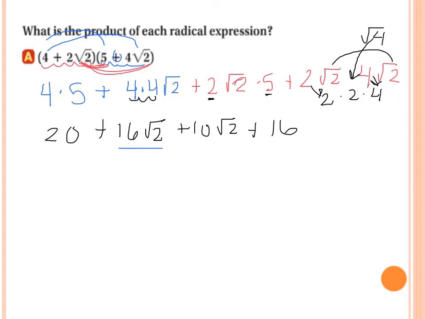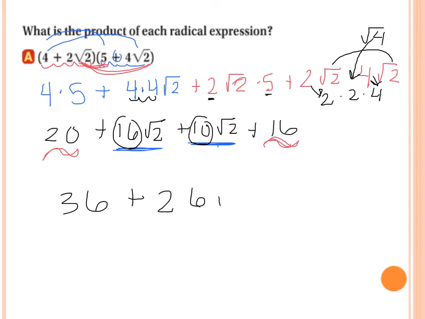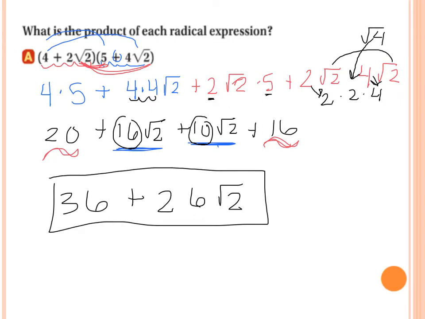Now, here I can combine my like terms. Both of these are square root 2's. And I also can combine these two because they're both just numbers with no radicals. My final answer would be 36 plus, I just remember to add the leading coefficients, so that'd be 26 square root 2. Final answer. Again, I showed a lot of work here. It depends on how well you know your math facts how much work you should show.